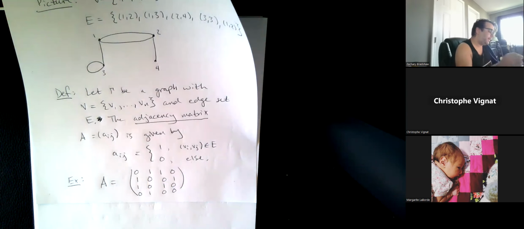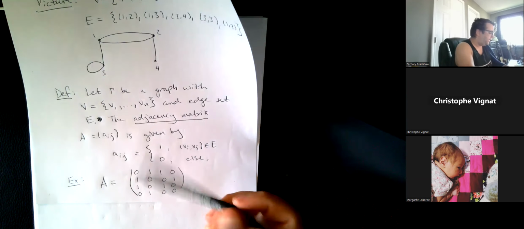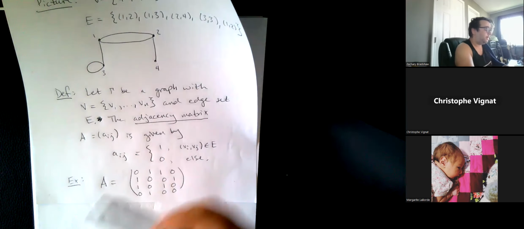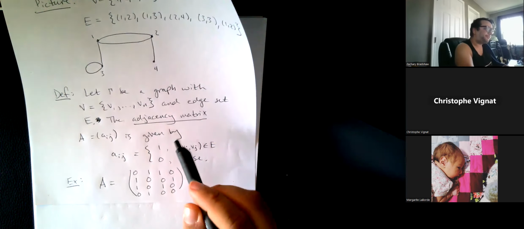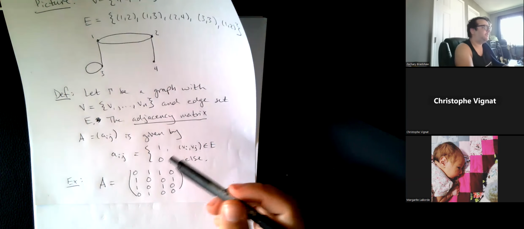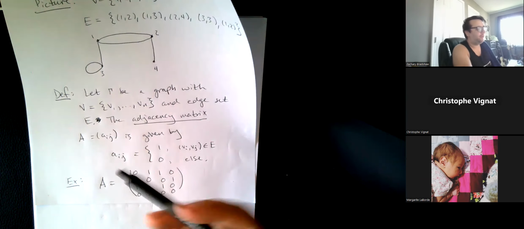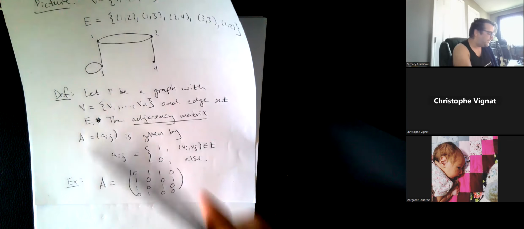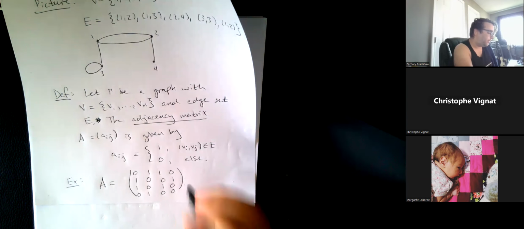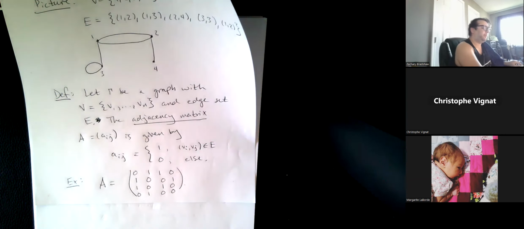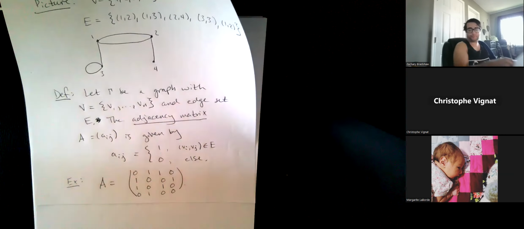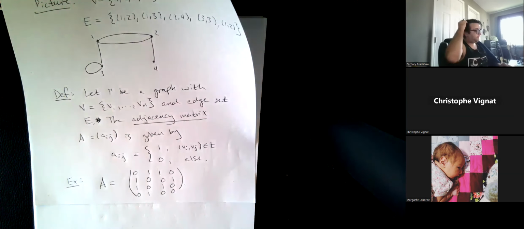And notice that the adjacency matrix is always going to be symmetric, right? Because the edges here are unordered. So if the edge 1,2 is in the graph, so is the edge 2,1 because they're the same edge. So since this matrix is always symmetric, it's going to be diagonalizable, and that's by the spectral theorem, and the eigenvalues are going to be real.